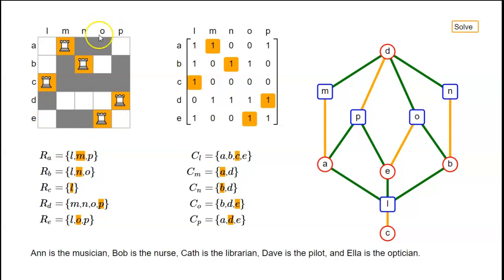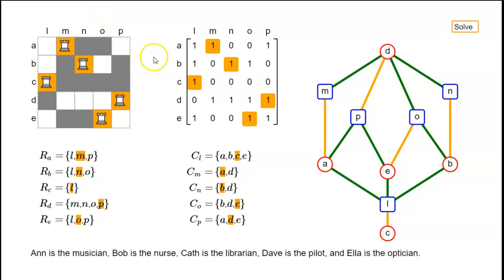And notice, we've only got one rook in each row. Well, you've got at least one rook in each row, which means that every person gets a job. We've got at most one rook in each row. That means that no person gets more than one job. We've got a rook in each column, which means that each job gets allocated to someone. And we've only got one rook in each column. That means that we never assign two different people to the same job.